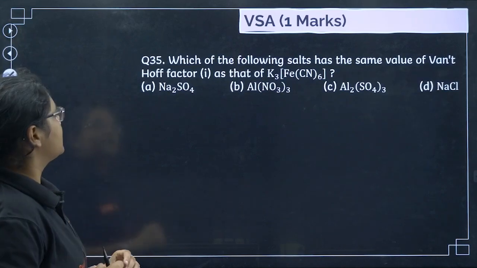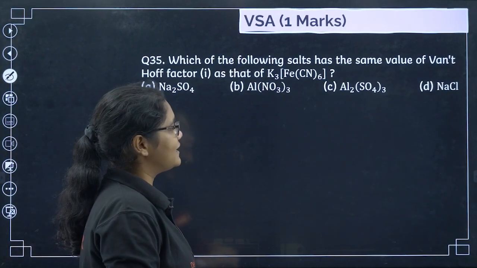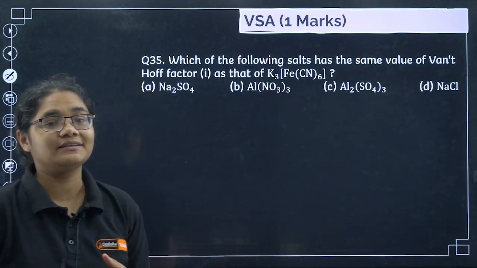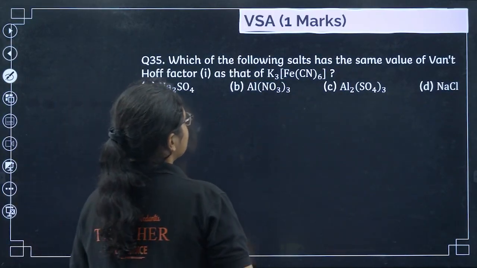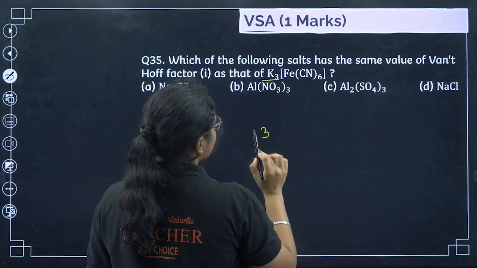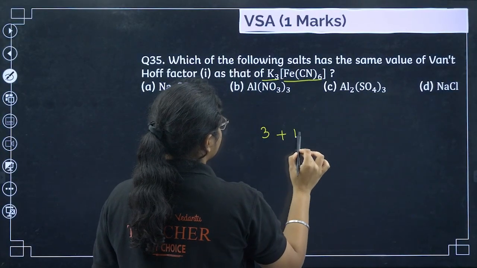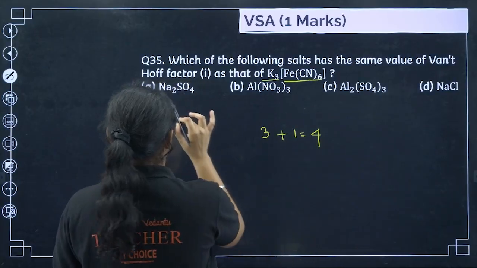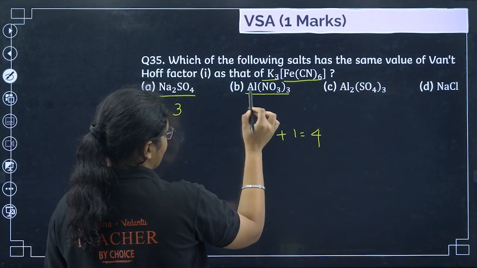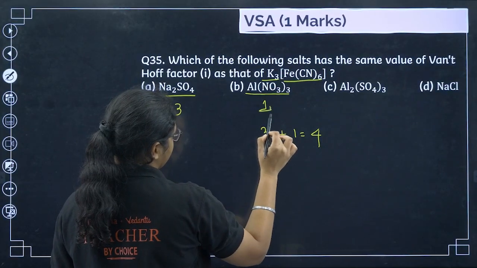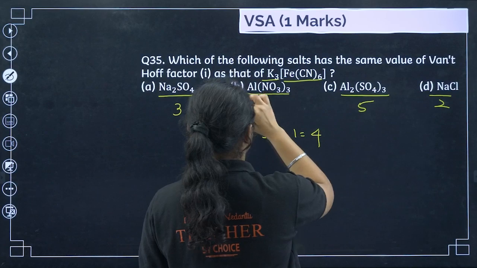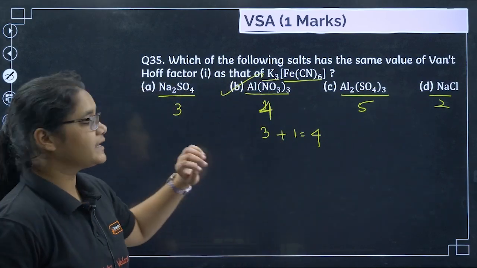Moving to question number 35, which of the following salts has the same value of van't Hoff factor as that of K3[Fe(CN)6]? Here you have 3 and here 1 ion is produced, so the total ions produced is 4. For Na2SO4, 2 sodium and 1 sulfate, it is 3. For Al(NO3)3, 3 nitrate and 1 aluminium, it will give me 4. And the others give 5 and 2. So yes, option B will have the same value.